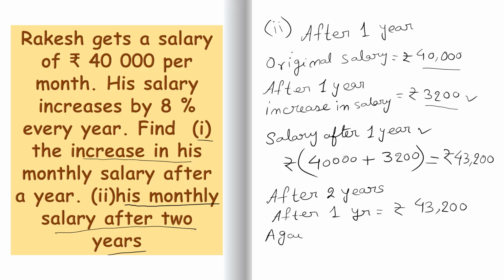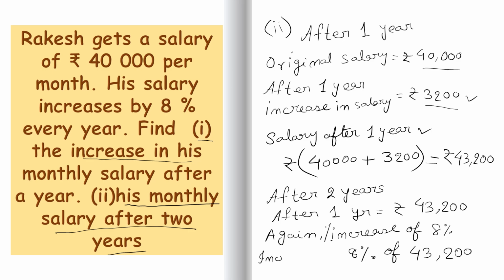Again, there is an increase, percentage increase of 8%. So this time 8% will be on 43,200. Okay. So the next increase in salary will be 8% of 43,200, because now our original salary is 43,200 after 1 year. So for the second year, our 8% will be calculated on 43,200, not on 40,000. Remember.